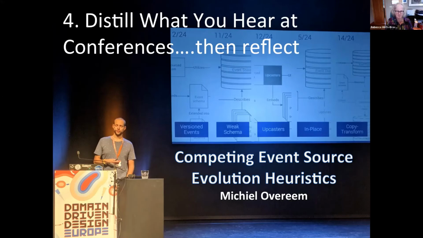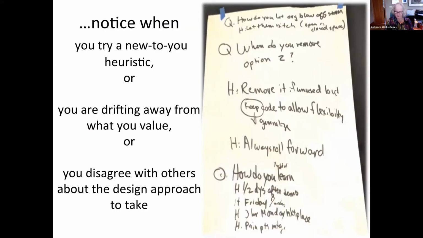So the last kind of thing I want to say is notice when you try a new heuristic, you're trying something new, or you're drifting away from what you value. You find your team and you're working in a spot that you don't feel very comfortable about, or you disagree with others. It could be you have a different set of competing values and heuristics.